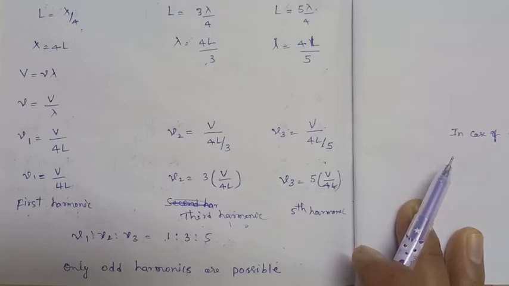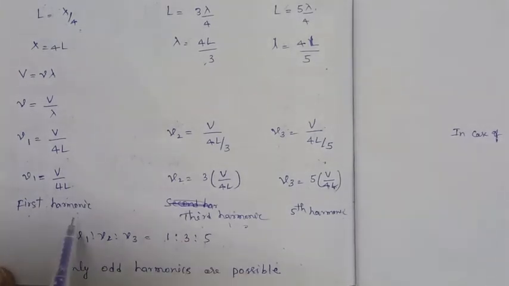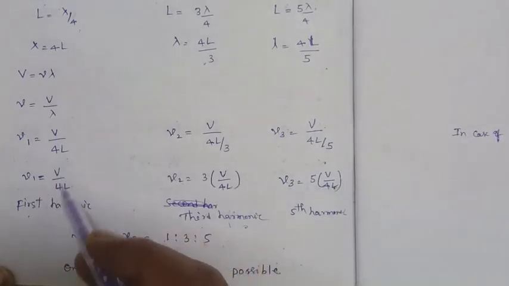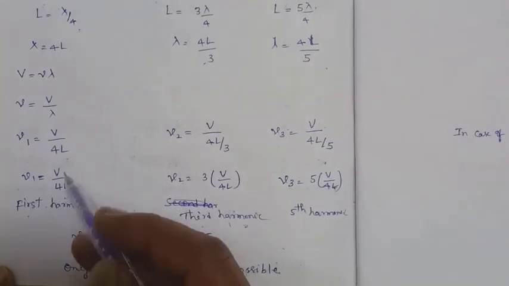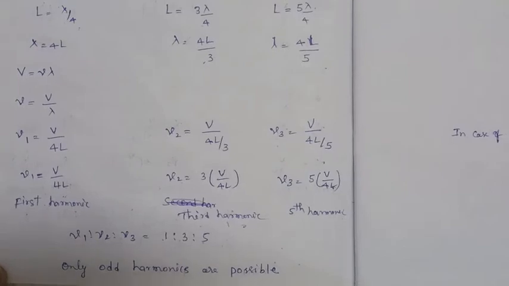So what is the fundamental frequency in case of an open pipe? In case of an open pipe, it is V by 2L. In case of a closed pipe, it is V by 4L. So based on this, we have one example problem.